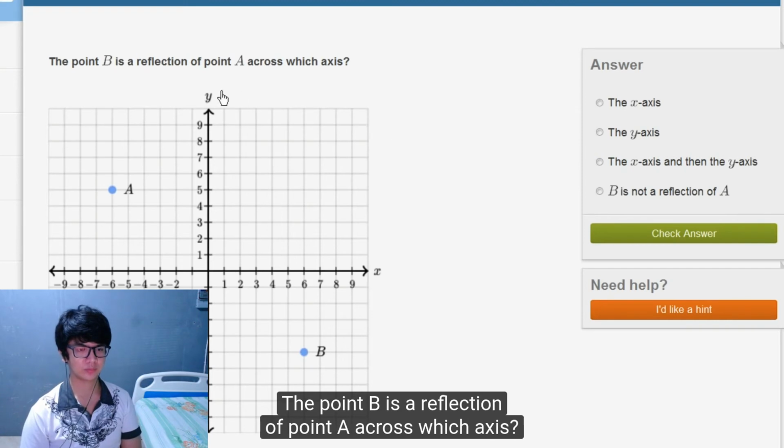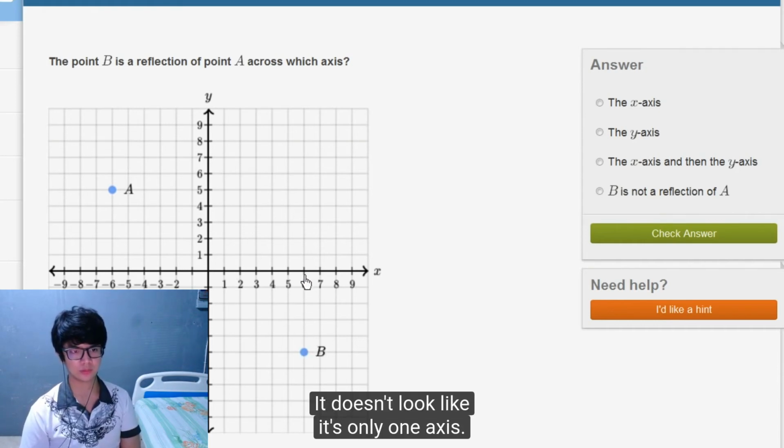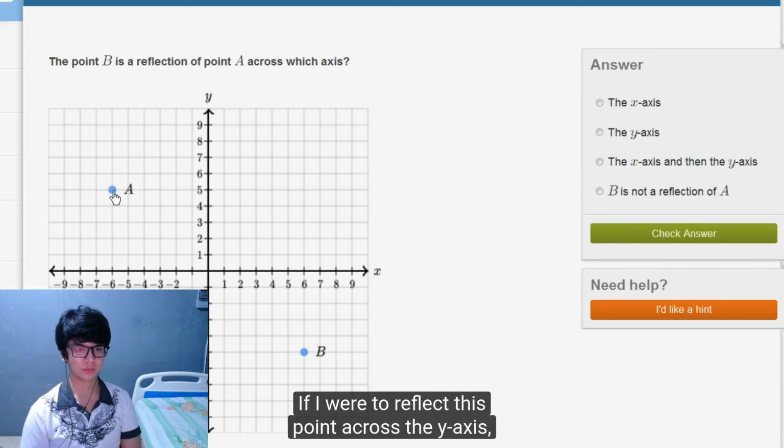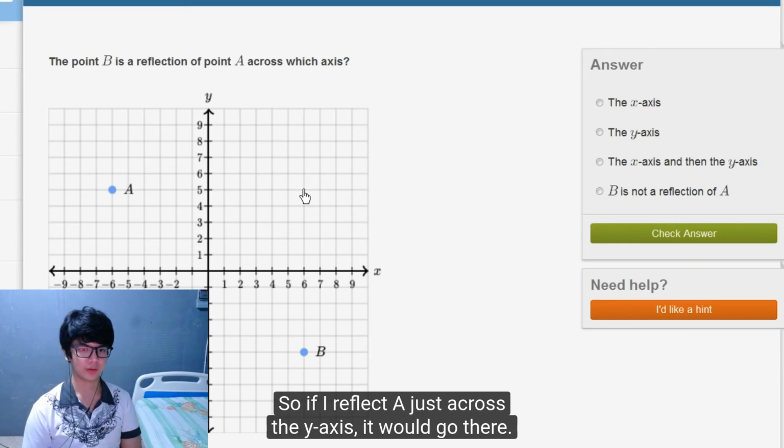Let's check our answer. Let's do one more. The point B is a reflection of point A across which axis? So let's think about this right over here. This is at the point -6, 5. This is at the point -5, 6. So let's see. It doesn't look like it's only one axis. If I were to reflect this point across the y-axis, it would go all the way to +6, 5. So it would go all the way right over here. So if I reflect A just across the y-axis, it would go there.